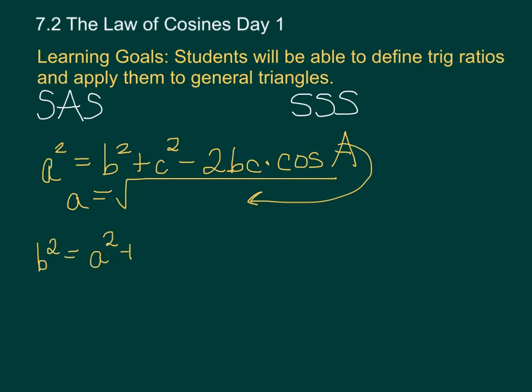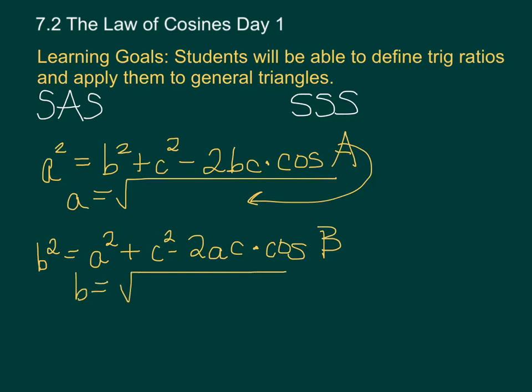If they give you angle B, then you would solve for little b. And you would use the other two sides, like this. And then do the same thing, square root that answer to get little b.